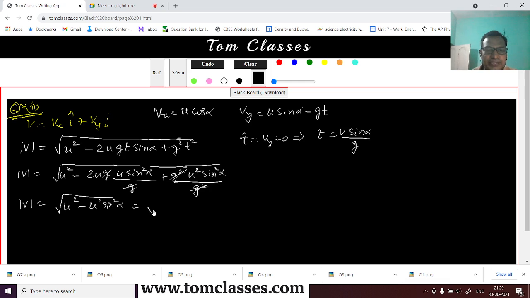So this will get modified to u square times 1 minus sine square alpha. So what I can say, this is nothing but u cos alpha, right? Okay, so the magnitude of velocity is always u cos alpha. Got it? Yes or no?